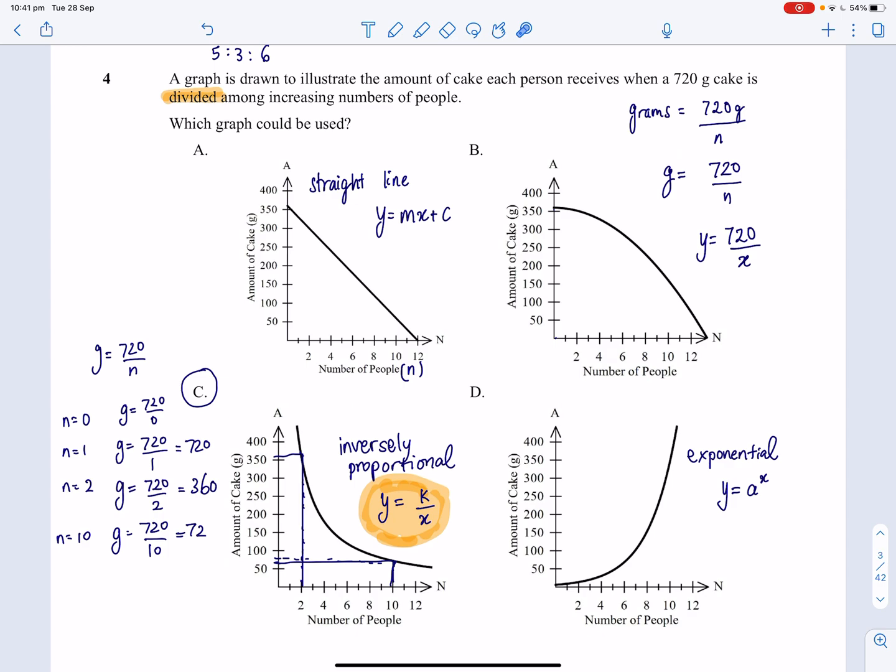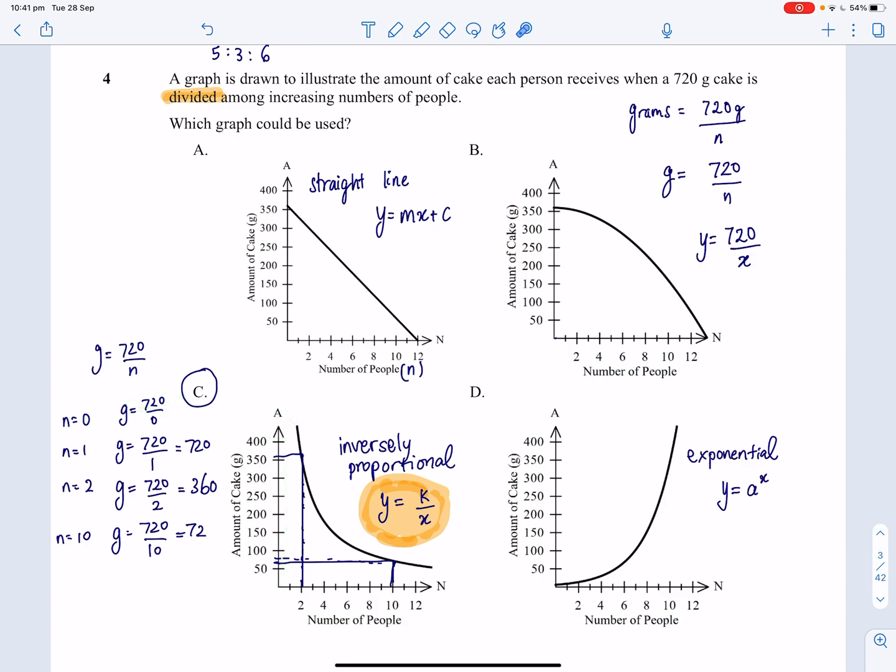Well, that doesn't really make sense. We don't divide by 0. If we tried to do that in our calculator, we would get an error. Yet on this graph for N equals 0, this comes up with a value, as does this one and as does this one. This is the only one that doesn't come up with a value at N equals 0. So this one here could possibly be it.